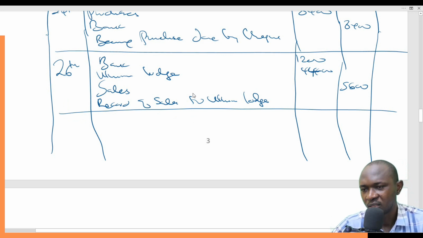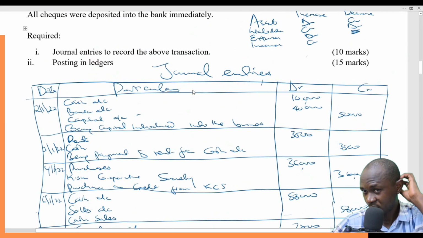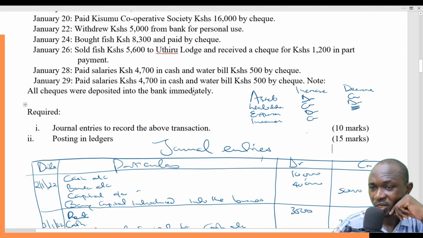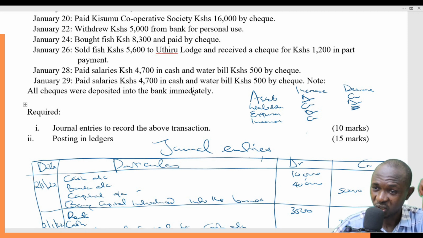January 28th, paid salaries 4,700 in cash and water bill 500 by check. Paid salaries 4,700 in cash and water bill 500 by check. These are two different transactions. So we'll just have January 28th, salaries 4,700.